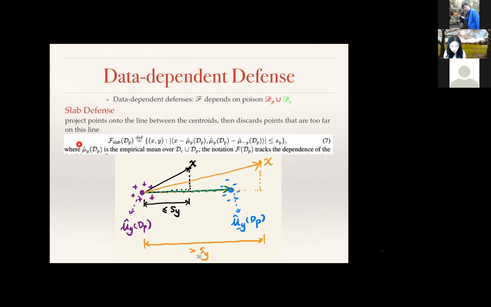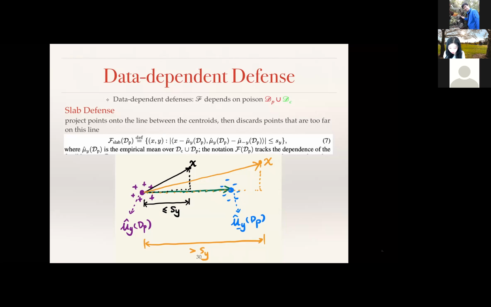So what are these two? This u hat_y of D_P is just the empirical mean over the poisoned data, so the clean and the poison together. Basically it's this guy, the centroid empirical mean. And these are the points. I don't know whether they're clean or poison because I just don't know as a learner. So what I can do is estimate the empirical mean over all the data labeled as positive. This is what I'm getting, this purple dot here. Similarly, I can do that for all the negative examples, so I get this blue dot here. This is my empirical mean.